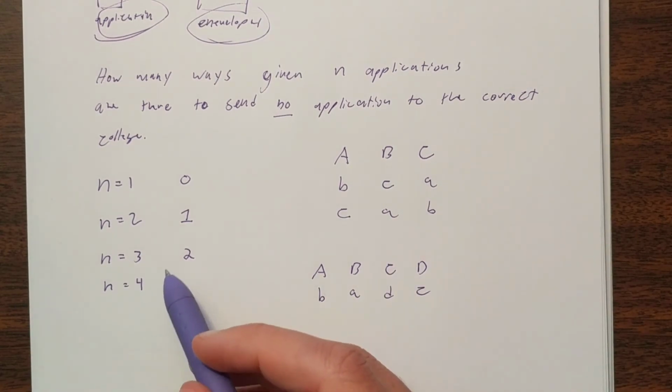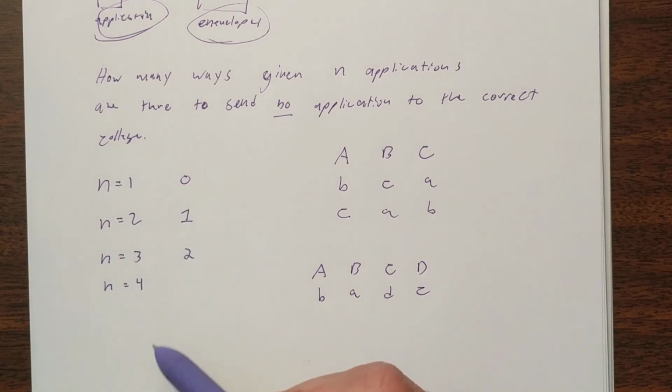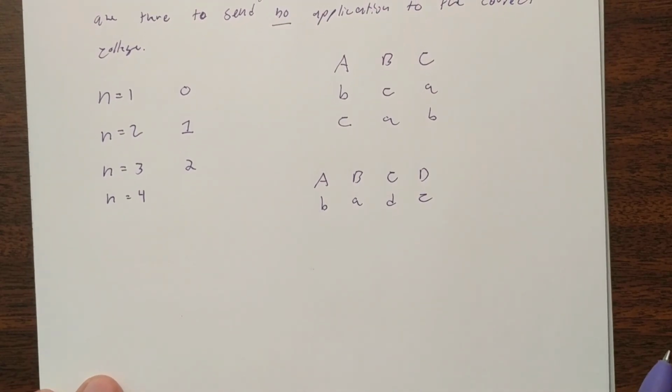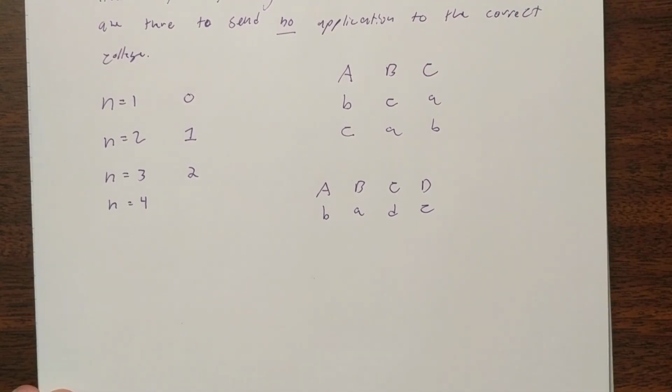So how many different ways can I make sure that no envelope goes to the correct college? That's your question. I would like you to continue doing this and see if you can come up with a pattern. This one's a pretty hard one, but the pattern is kind of interesting and actually has a special name to it. So see if you can work on that. Thanks.